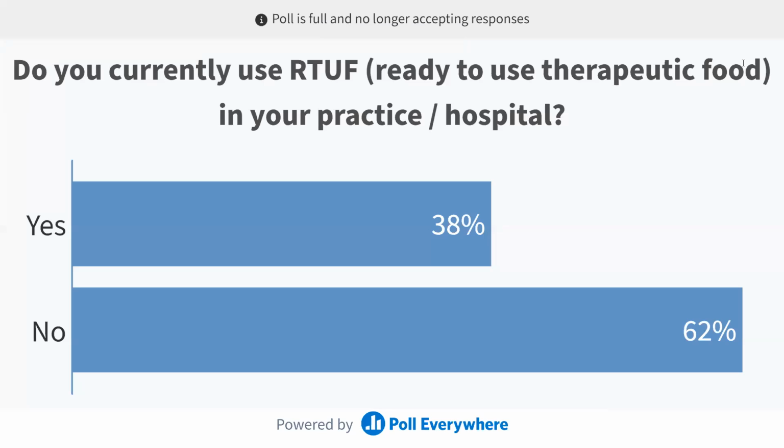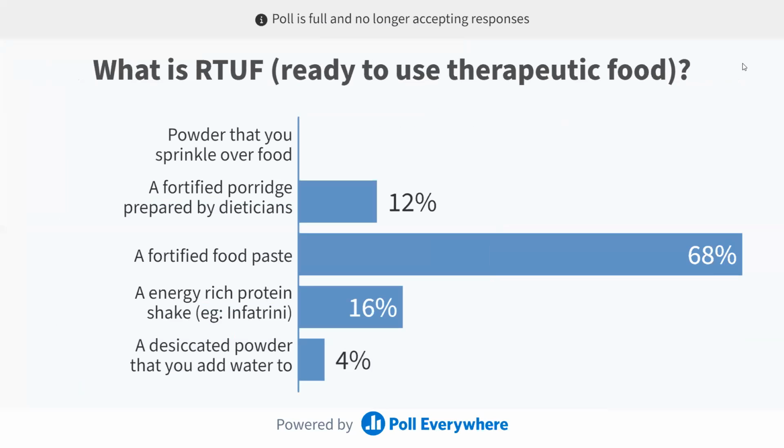Okay, so the results kind of confirmed what we expected, that the vast majority of people haven't used ready-to-use therapeutic food at their hospital. Yeah. And could we look at the next result? Okay, well, I'm glad that most people know what ready-to-use therapeutic food is, because I think people who haven't used it really don't know what it's all about. But I'll talk to that later. So yeah, thank you so much. I'm going to start sharing again.